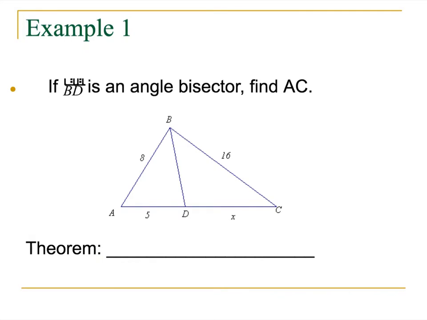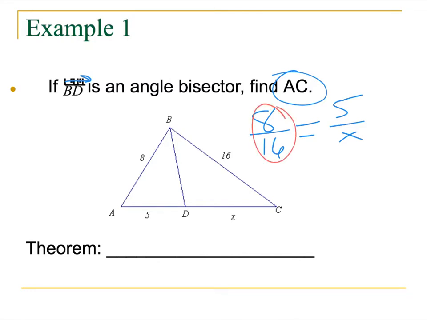It says if ray BD is an angle bisector, find AC. I'm looking to figure out what AC is, not just X, okay? So I can set up a proportion. I got a couple options here. I could do 8 over 16 equals 5 over X, or I could do 8 over 5 equals 16 over X. The reason why I did this is because I noticed that I could simplify this to 1/2, and now my numbers are real easy to work with. So I've got 1 times x is 1x equals 2 times 5 is 10, so x equals 10.